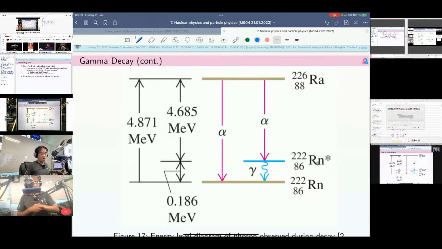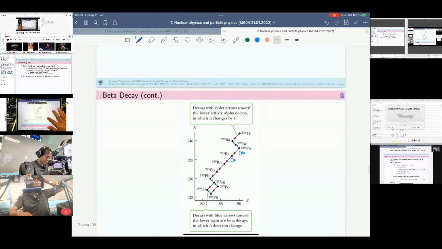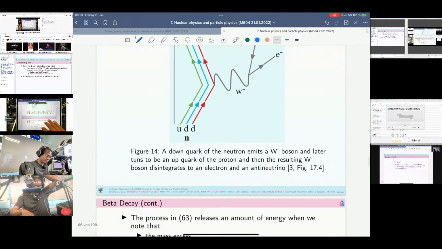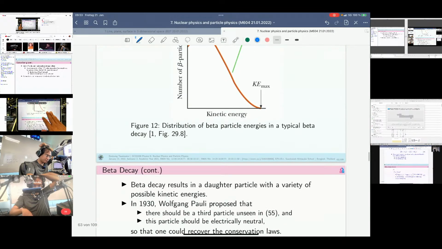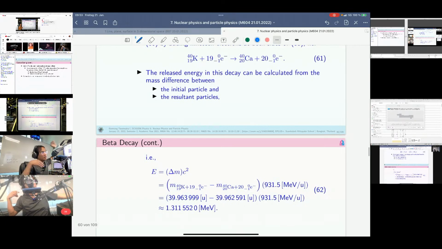Today is Friday, right? So we need to have the homework. The homework is something about the beta decay process or alpha decay process. Compute the released energy of the nucleus in the alpha or beta decay process. Only one problem. See you next week.